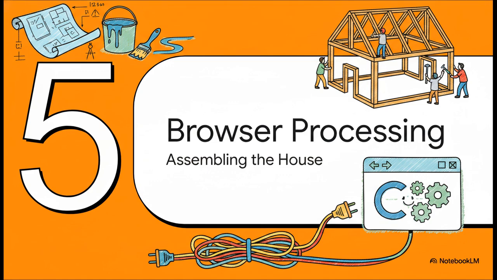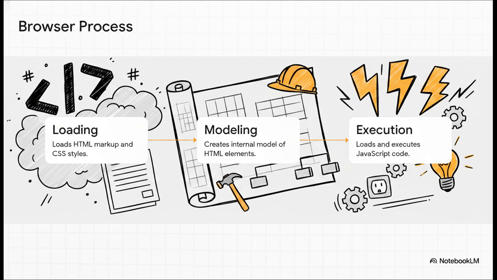Let's look at part 5, browser processing code. We have our blueprints, our paint, and our wiring. But who is actually assembling this digital house? Well, let me introduce you to your web browser, our ultimate construction contractor. Let's dive into the three-step assembly process the browser follows every single time you click a link. It connects the dots of how the HTML framing, CSS paint, and JavaScript electricity are installed in a very strict order.